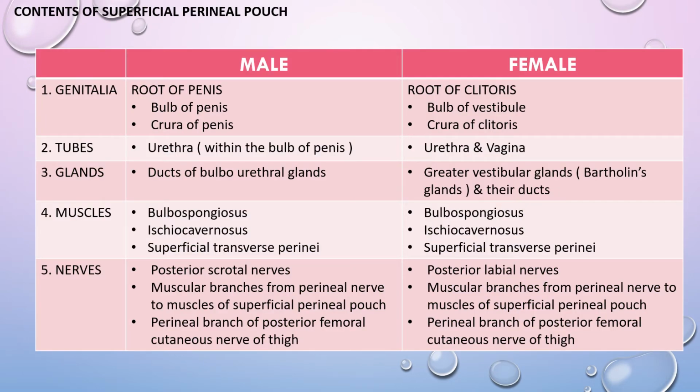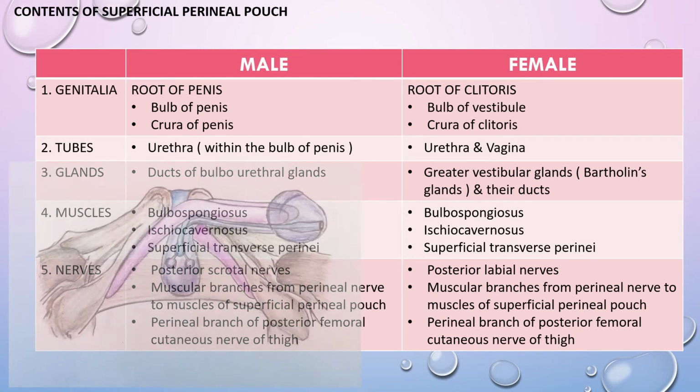Coming to the contents of the superficial perineal pouch, we are going to see the contents under the following headings: genitalia, tubes, glands, muscles, nerves, and arteries. First, we will take up the genitalia. The root of the penis lies in the superficial perineal pouch in male. The root of the penis consists of bulb of the penis and crura of the penis.